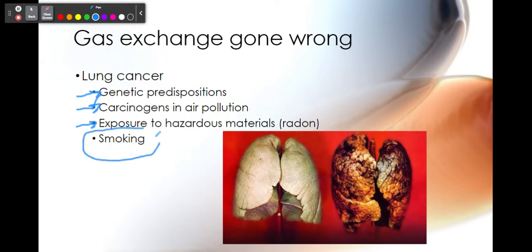But one of our biggest paths to lung cancer is smoking. Don't do it, my friends. It's really, really bad for us. So these are healthy lungs and these are smoker lungs. Not good. Don't do it.